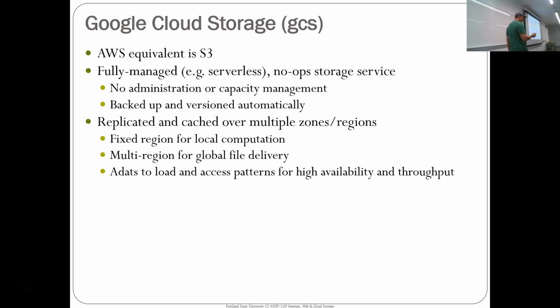Okay. The other thing that it does is that it automatically replicates and caches copies over multiple zones and regions. So if you're trying to serve a static website from your cloud storage, and all of a sudden it gets really popular throughout the world, then if you set the bucket to be a multi-region bucket, GCS will automatically push cached copies all throughout the global network to where the demand is.